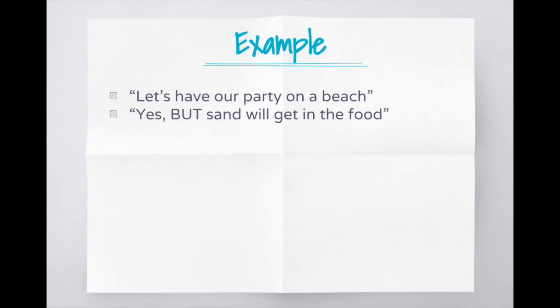So here's an example. Somebody would say, let's have our party on a beach. And somebody else would have to respond saying, yes, but sand will get in the food. And there are plenty of other examples we could give, but the main idea is that when somebody says a suggestion, somebody else has to say yes, but, and a reason why it's not a great suggestion.